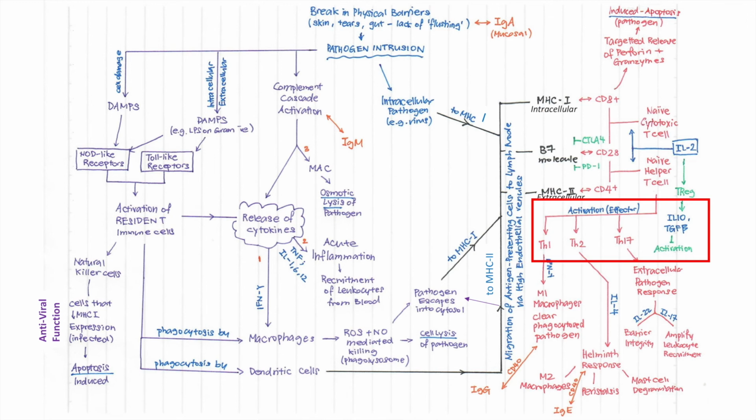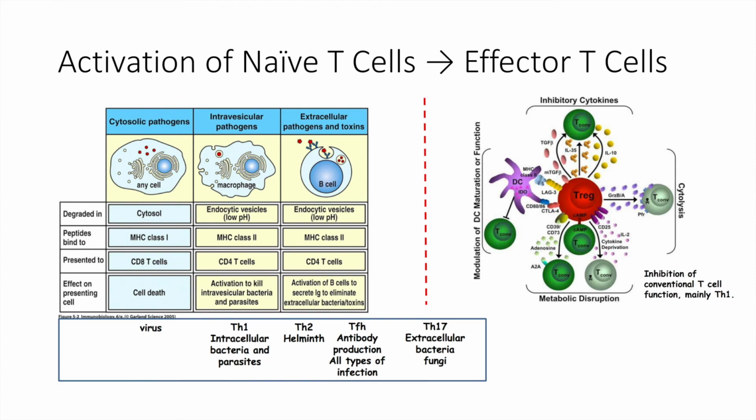Now, we'll be moving on to discuss what happens when a T cell is activated. So activated T cells can manifest as either Th1, Th2, or Th17 T helper cells. These are the main classes of T helper cells. You also have your T follicular helper cells and your T regulatory cells, but we can talk about those later. The Th1 cell responds to intracellular bacteria and parasites.